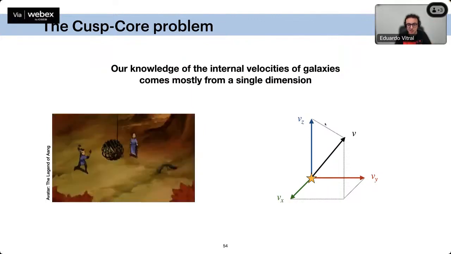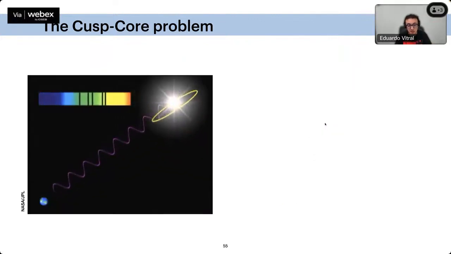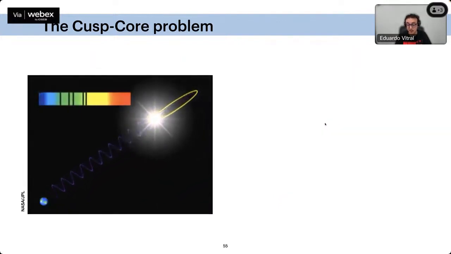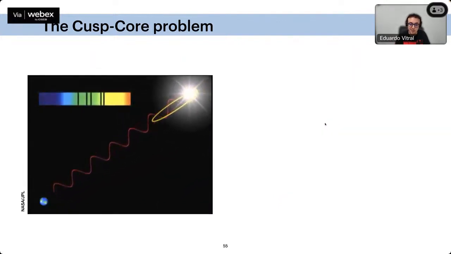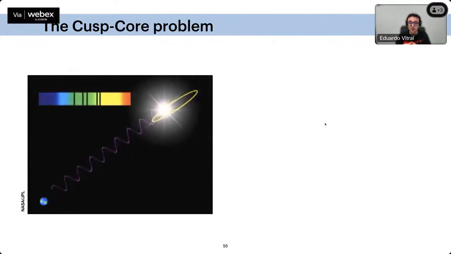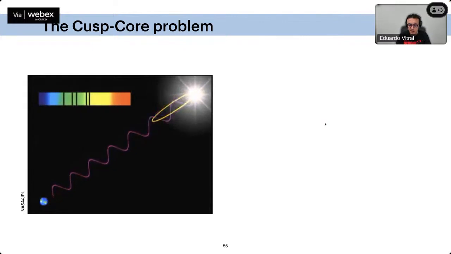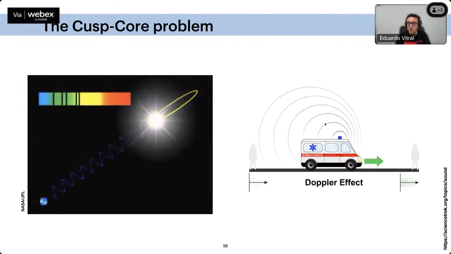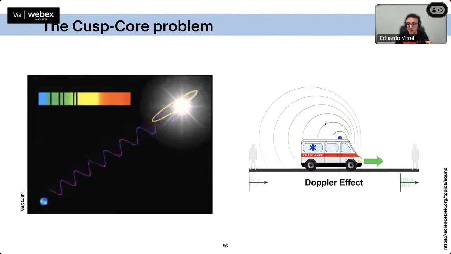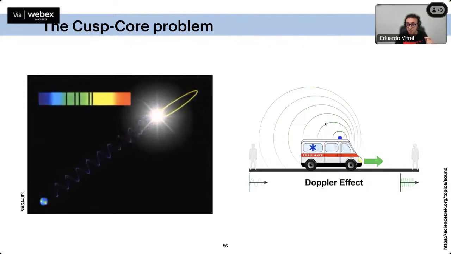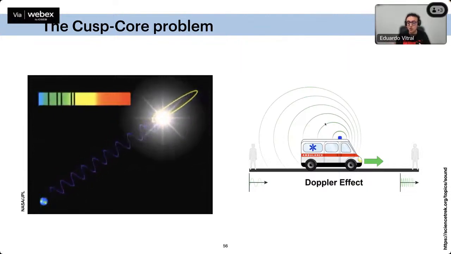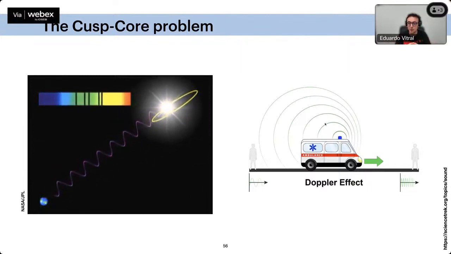You are probably asking yourself why. The reason is that this is the velocity direction that is easiest to measure. We measure it through what we call the Doppler effect. It's something very similar to what happens when you hear an ambulance approaching you and its siren seems to be getting a higher pitch. On the opposite side, when it goes away from you, you have the impression that the frequency of the siren decreases.